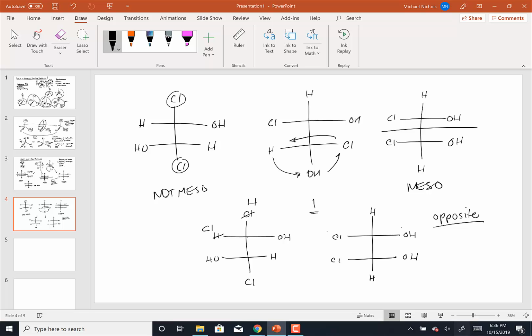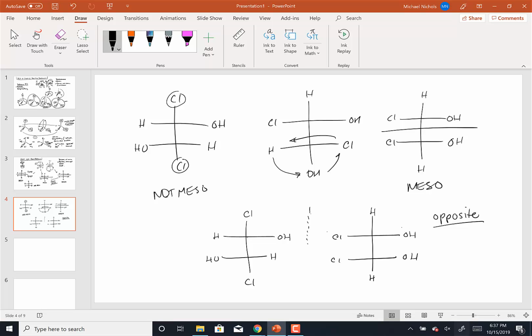Now let me show you one other comparison that you can make. Let's say that for the top carbon I rotate the OH over here, the Cl up here, and the H over here. Now, if you look at the top carbon, do you see the mirror plane between the OHs, between the Cls, and between the H's? Again, chiral carbons that are mirror plane images have opposite configuration. So no matter what way we do this, we find that the top carbon has the opposite configuration in both of these molecules.